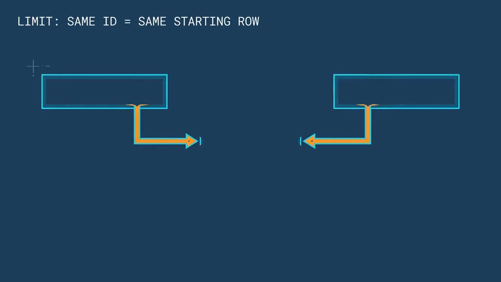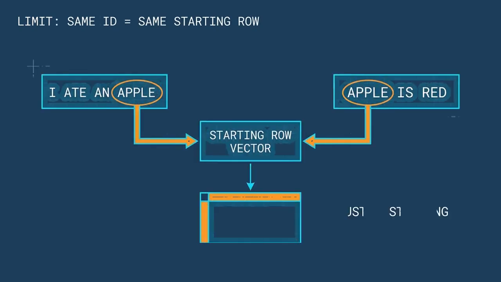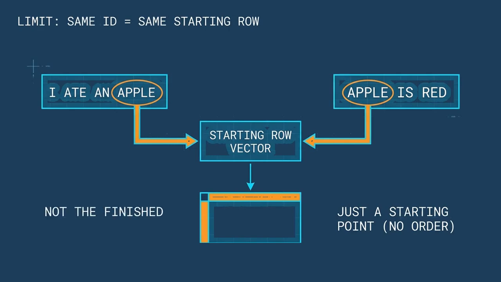But lookup creates an important limit. Inside a given embedding table, the same ID selects the same starting row. The same token in two different sentences therefore begins from the same token vector. This input embedding cannot be the token's finished in-context meaning. It is a learned starting point before the network uses position and surrounding context.